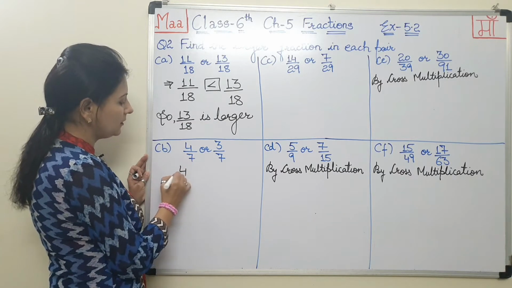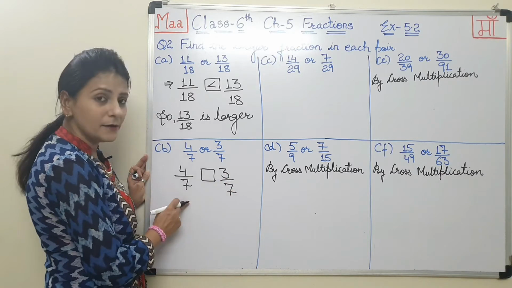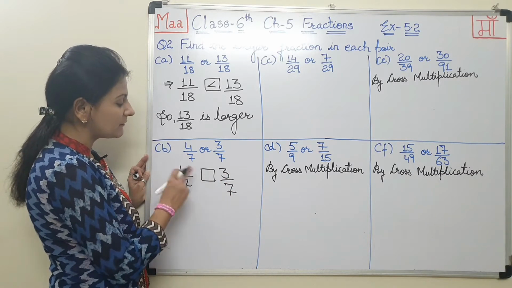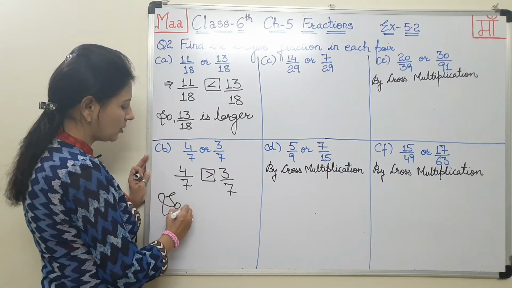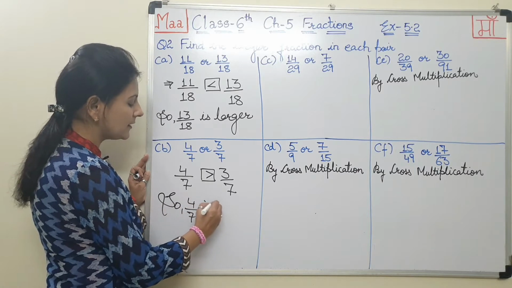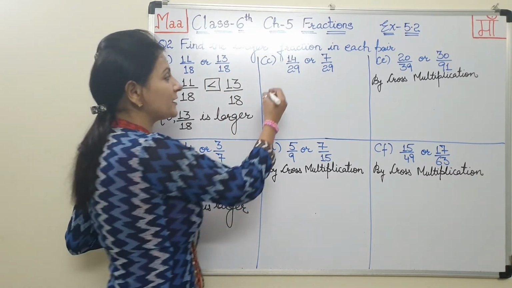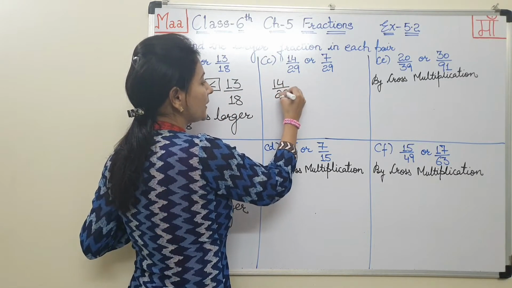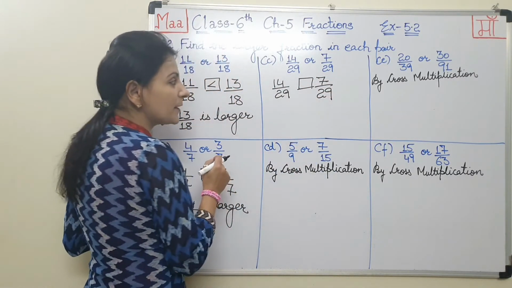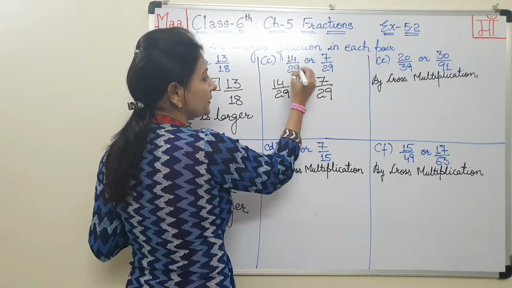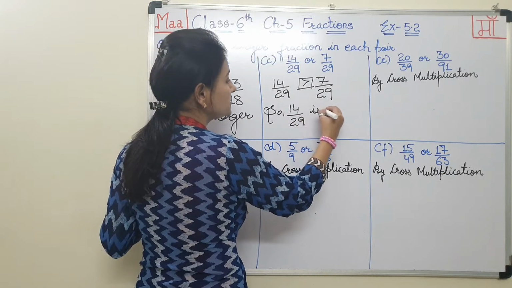Similarly in B part the fractions are 4 upon 7 and 3 upon 7. Again the denominators are similar. So if denominators are similar we will compare the numerator. So from numerator 4 and 3, 4 is greater. So here 4 upon 7 is larger fraction. Then in part C 14 upon 29 and 7 upon 29. Again the denominators are similar in C part also. So we will compare the numerator. So from 14 and 7 the greater is 14. So we can write 14 upon 29 is larger.